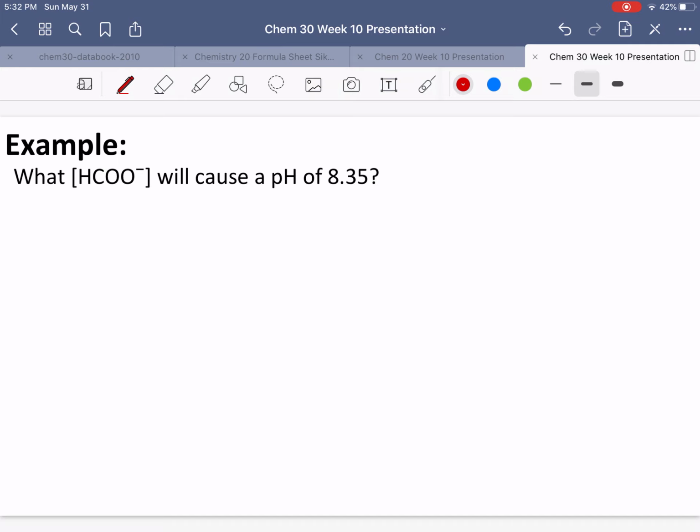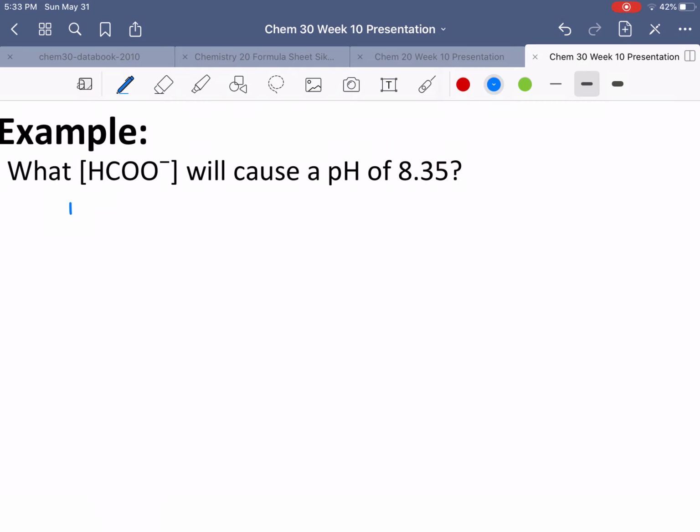This one as well, we've done a very, very similar question again, right? It's just that you're going to have to find your Kb and then do rearranging in order to find it. I'll do this one with you, just because it's got a little bit of a twist from what we've done before. So we're wondering, this weak base, HCOO negative, will cause a pH of 8.35. Okay, weak base for sure. So here we go.